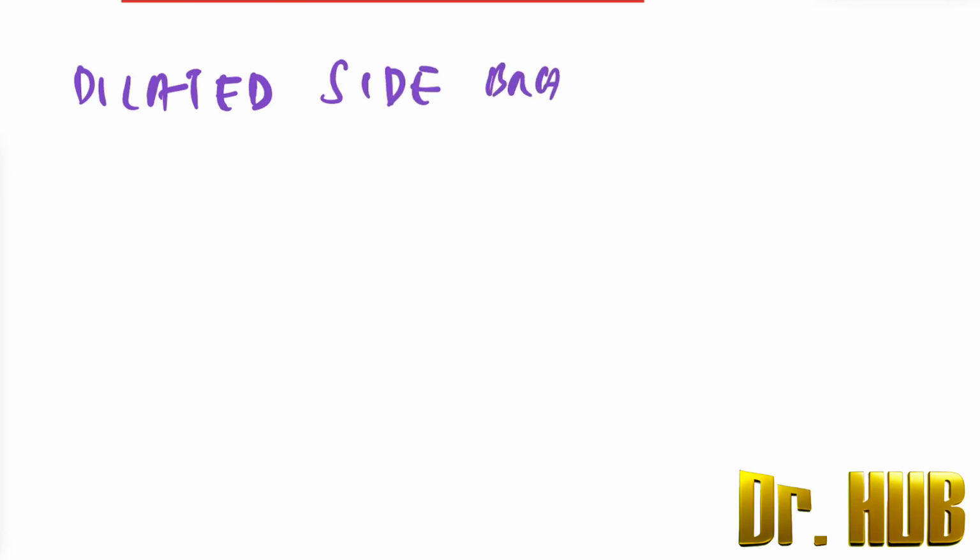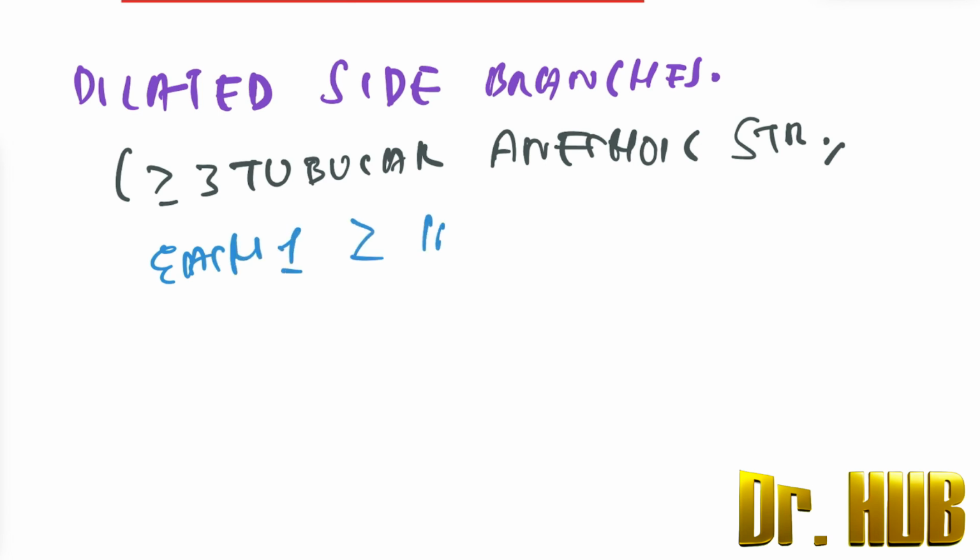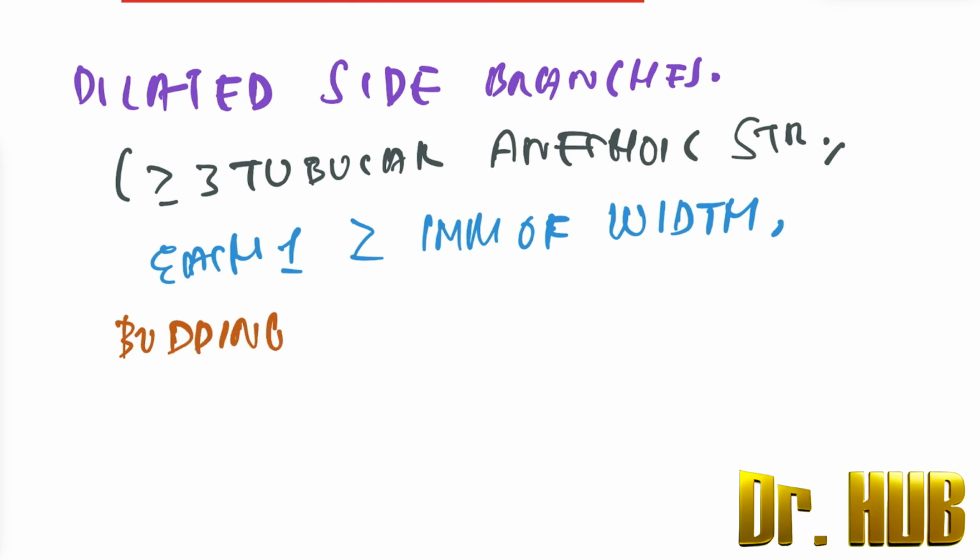Then there may be the dilated side branches. By side branches, they are nothing but greater than or equal to 3 tubular anechoic structures, and each one is greater than or equal to 1 mm of width and budding from the MPD.